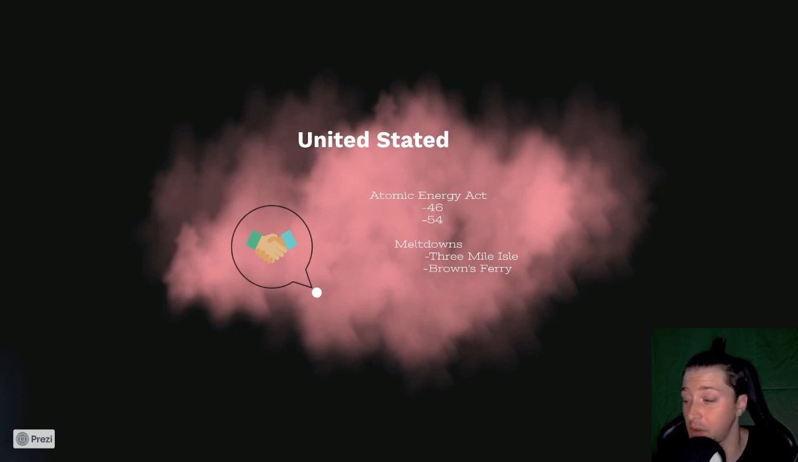Also, it stated that depending on the size of the reactor, different insurance had to be provided by the owners. And we see this at 3 Mile Isle and Browns Ferry because things weren't produced correctly.